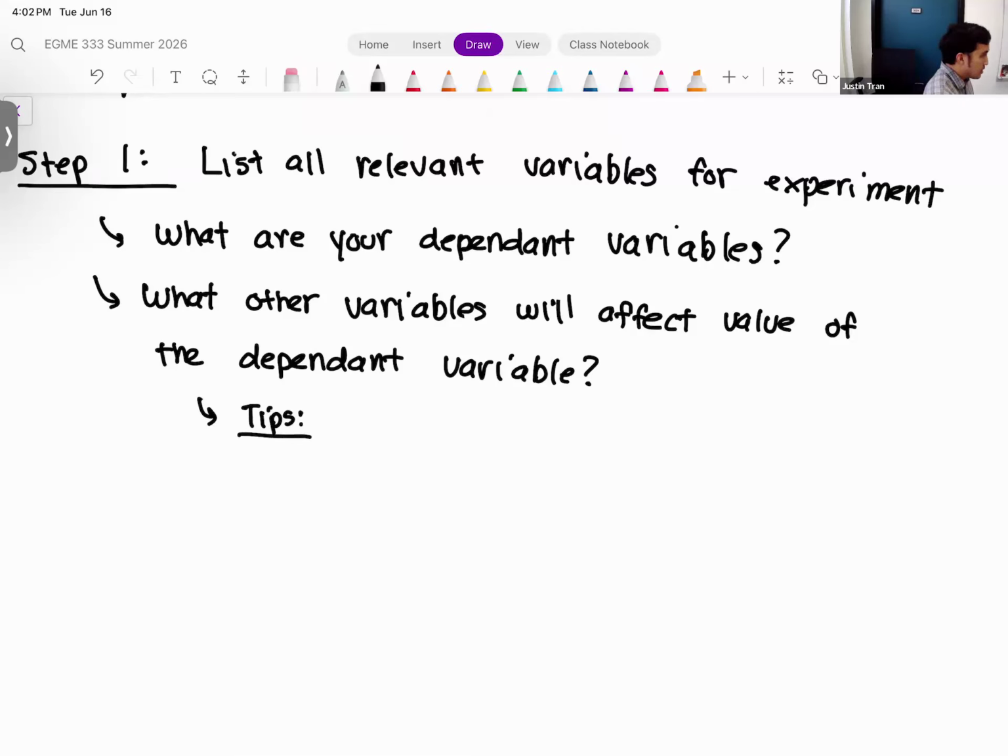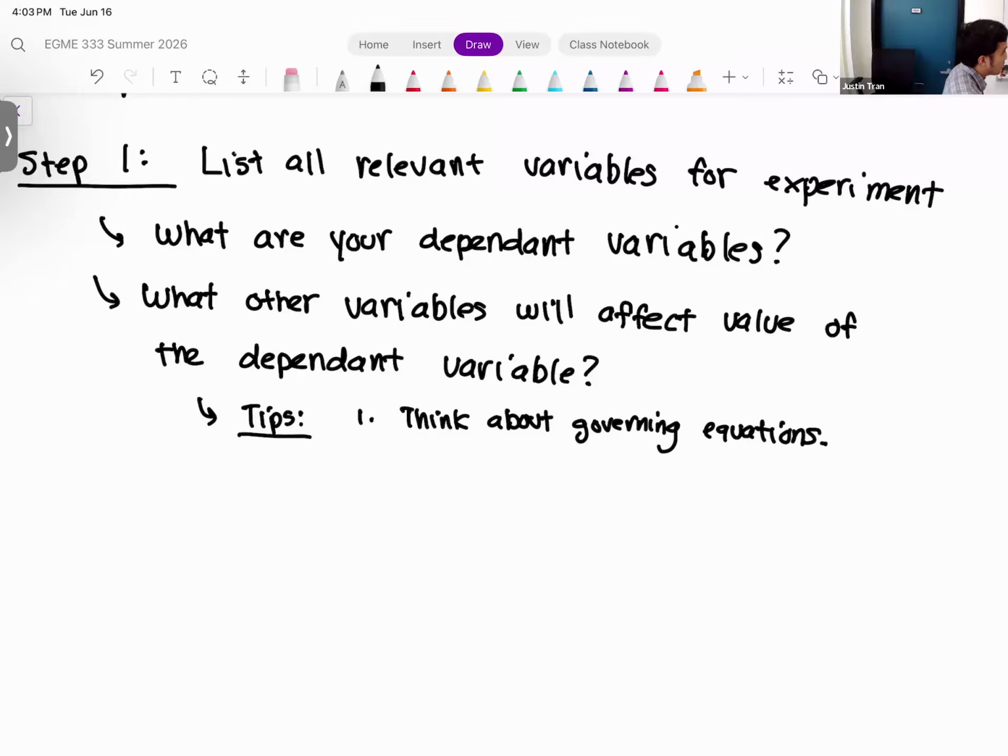Like I said, this is the only part of the whole process that's not systematic. So you have to use your own intuition to a degree. So first thing I would say is think about the governing equations for the phenomenon that you're trying to test. The governing equations are always a great place to start, because what is in your governing equations?